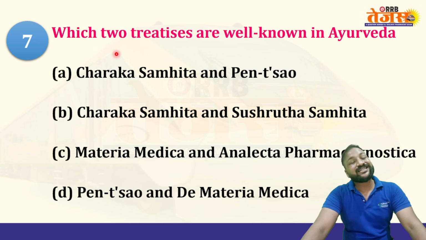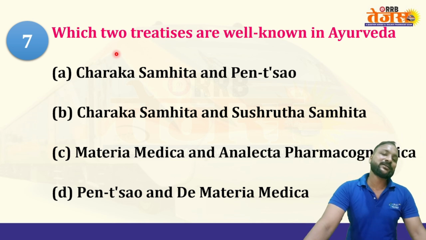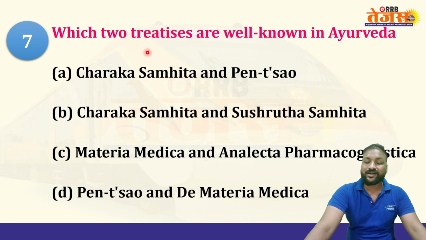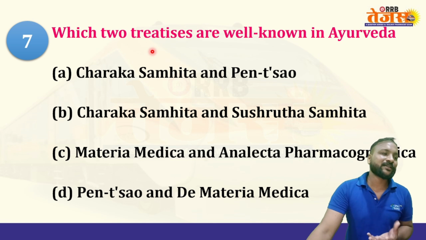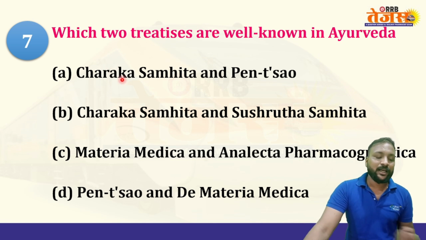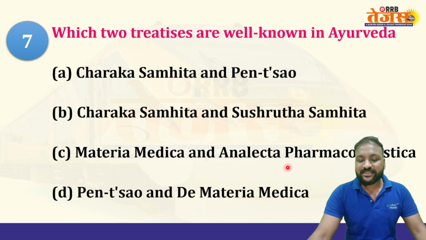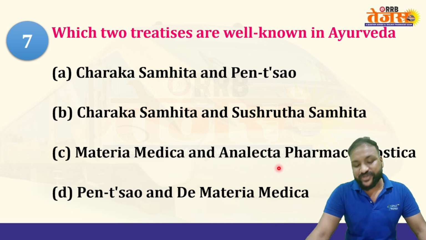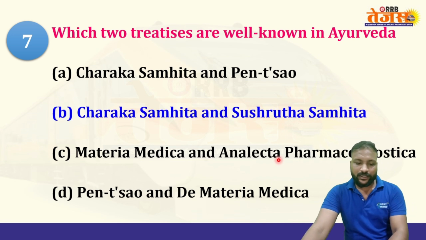What are the two important scriptures, or the written documents, in Ayurveda? Not about the personalities, but the holy books that are there in Ayurveda. Options: A, Charaka Samhita, Pentisavo; B, Charaka Samhita, Shushruta Samhita; C, Materia Medica, Analecta Pharmacognostica; D, Pentisavo and Materia Medica. So what will be the right answer here?